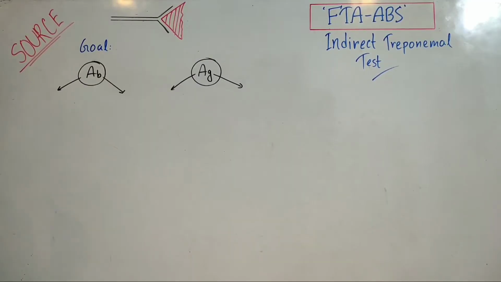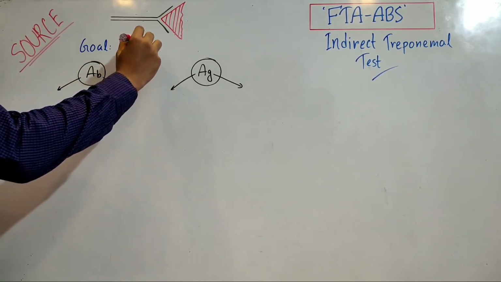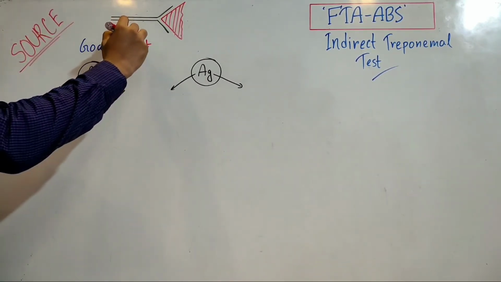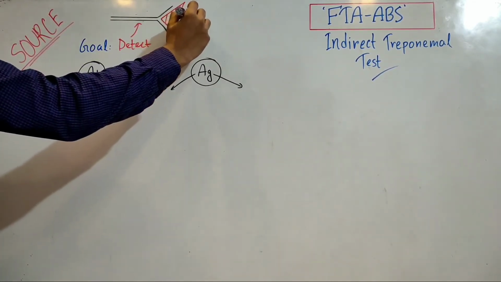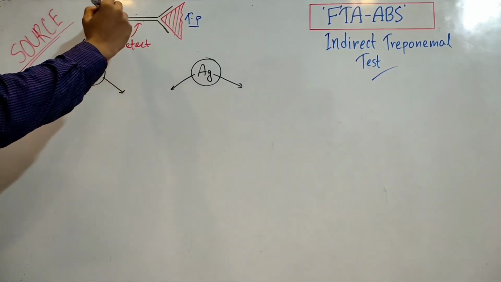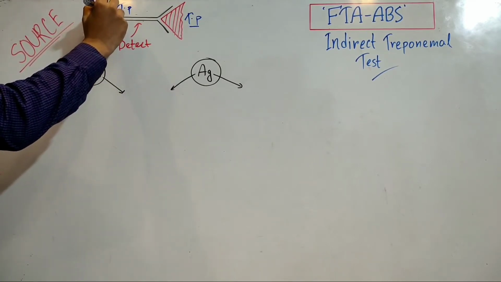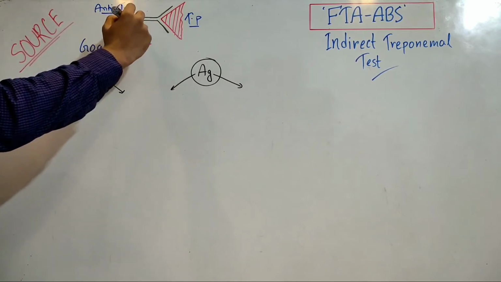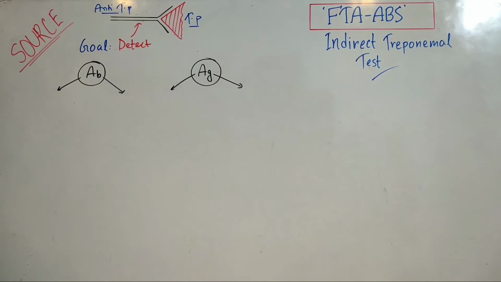So to understand the FTA-ABS test properly, we need to look at the process in detail. But before that, what's the goal of the test? What are we trying to do? So actually, we're trying to detect this antibody-antigen complex. And this antigen is the Treponema pallidum antigen. And also, the antibody directed against that antigen would be the anti-Treponema pallidum. The anti-Treponema pallidum would be this antibody, and this is the antigen, and this complex is what we are trying to detect at the end of the test.